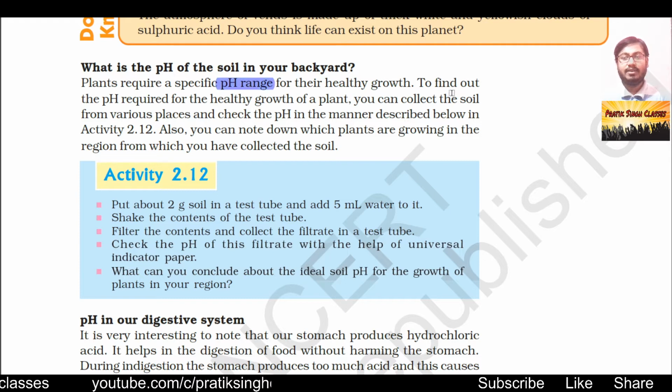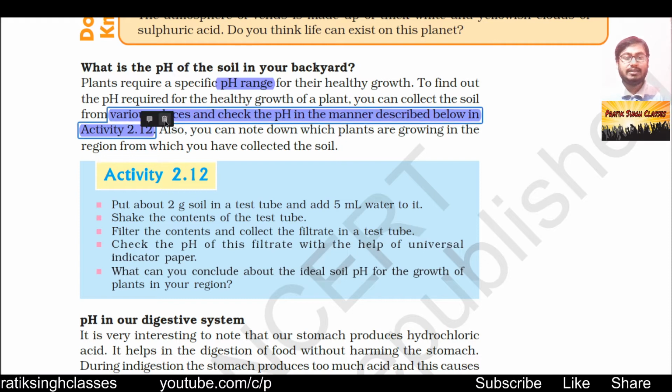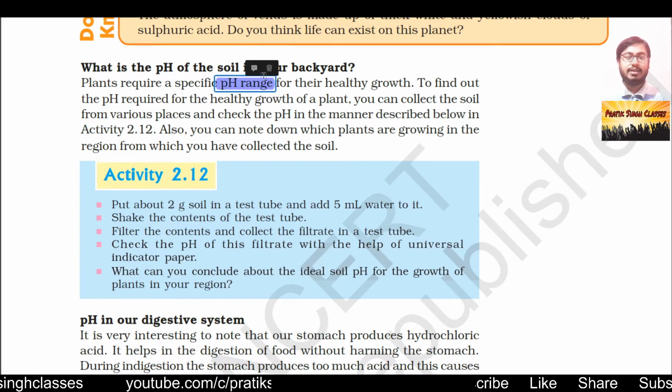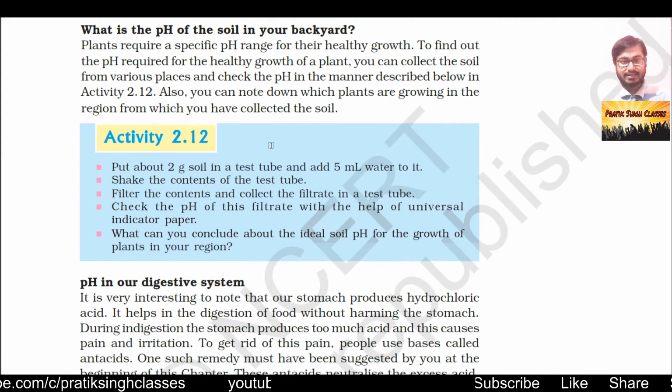To find out the pH required for the healthy growth of a plant, you can collect soil from various places and check the pH in the manner described below in activity 2.12. Do this activity with your friends and enjoy finding the pH of soil and what types of plants, herbs or shrubs are grown in those places. Okay, so let us start.